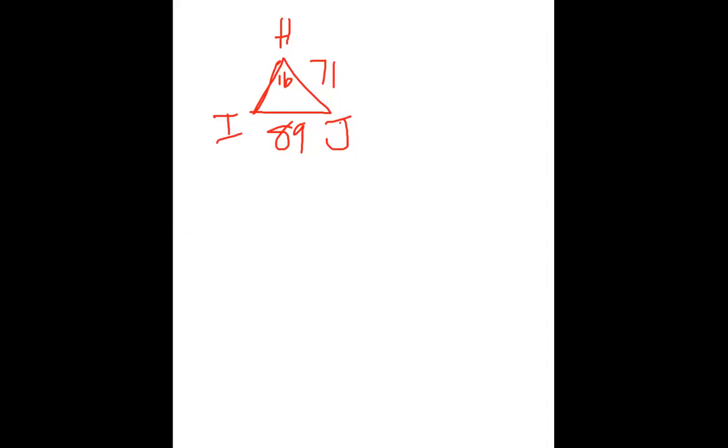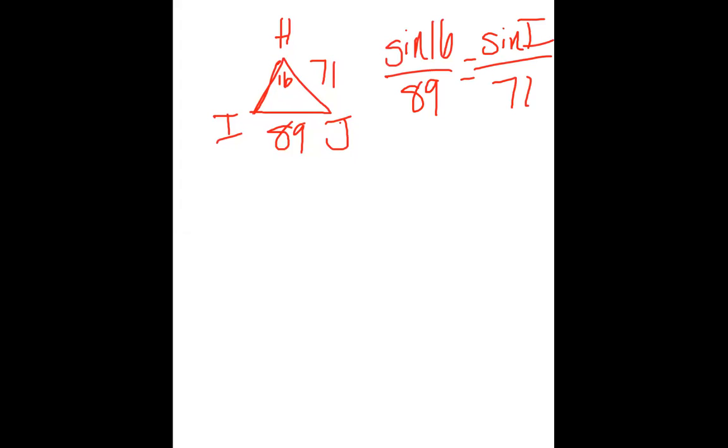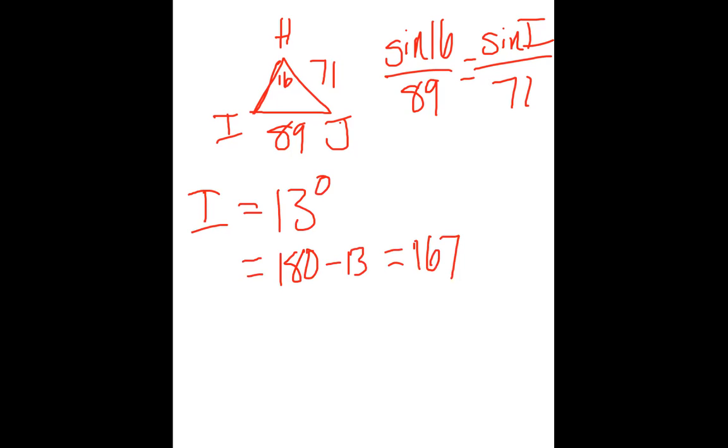With this example, the first thing we do is we set up our problem. We have the sine of 16 degrees being divided by 89 is equal to the sine of angle I divided by 71. So when we set this up, you solve your problem, you end up getting that angle I is equal to 13 degrees when you solve it. Again, you just cross multiply and then take the sine inverse, but you get I is equal to 13. Now, again, remember we have to use our 180 rule, so this could also be equal to 180 minus 13, which is 167.